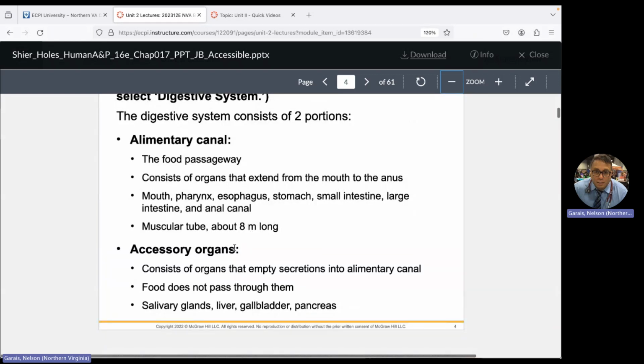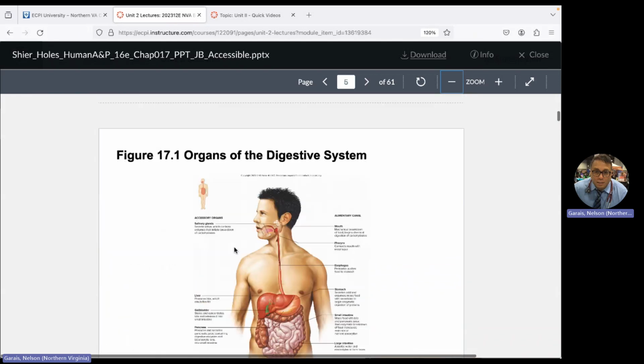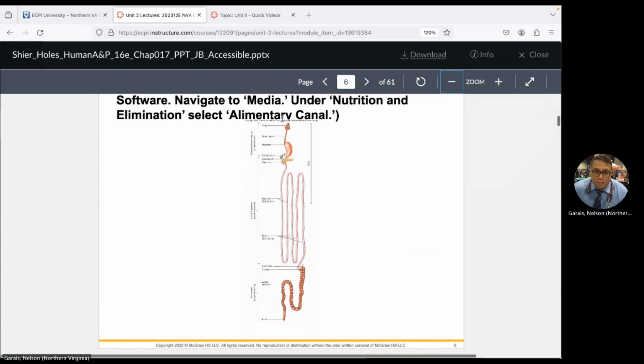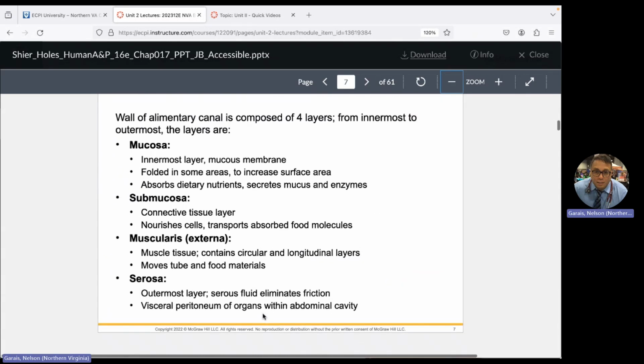And here, accessory organs, alimentary canal. Again, starting from the mouth all the way to the anus. There are 4 layers. The innermost layer, so the outermost layer would be here. Inner is here. And we already know the visceral and parietal peritoneum, and in between them is the serous fluid. We've seen that in like 3 or 4 chapters.